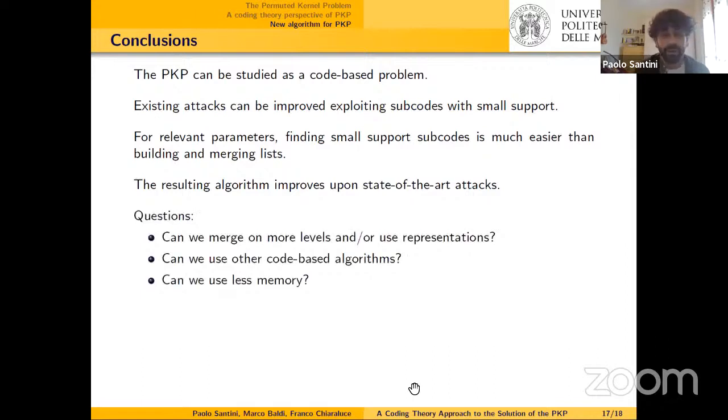So I believe there can be some room for improvements, in the sense that maybe one can improve the attacks using more levels, so merging on more levels, or we can make use of representations. Also, we can use other code-based algorithms, so not only ISD, but maybe something else. I don't know, honestly, if the answer to these questions is yes or no. And also, one may design an algorithm using less memory. So maybe there is a way to reduce the space complexity of the algorithm.